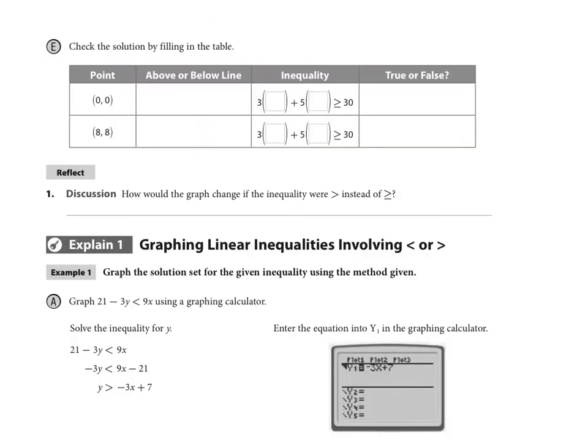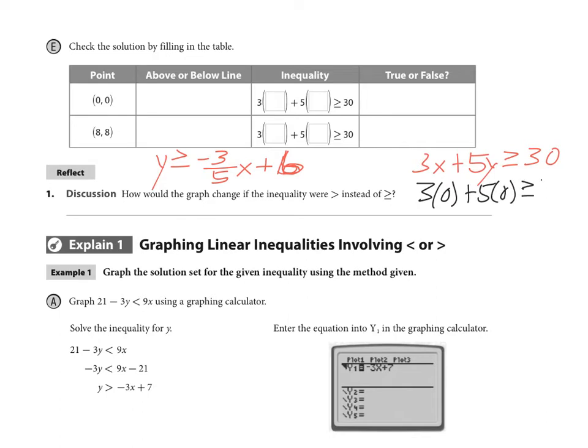It says check solutions to see if they work. At this point, you can take either equation. You could take the original one, which was 3x plus 5y is greater than or equal to 30, or you could take y is greater than or equal to negative 3/5 x plus 6. And then it's asked to check the points. If we use the original equation, I'll plug that in. I have 3 times 0 plus 5 times 0 is greater than or equal to 30. So that all goes away. I had 0 is greater than or equal to 30. Well, that's false. That means that does not work.